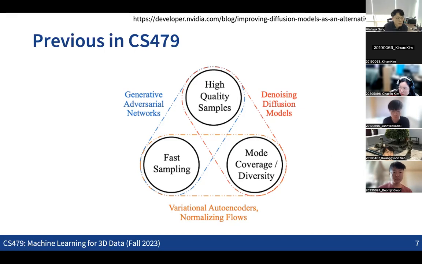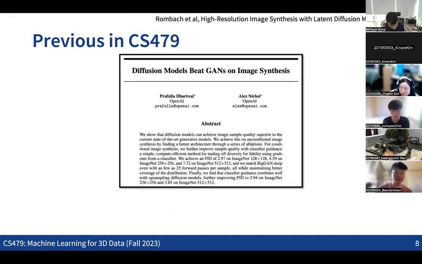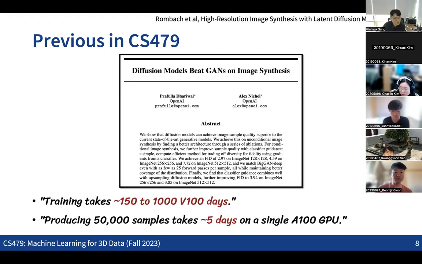But the problem of the diffusion model is that it takes too much time, both for the training and the generation. We have seen this example that while this was the first diffusion model that beat the previous GAN model, the training took too much time, and even the generation of the data samples was taking too much time.